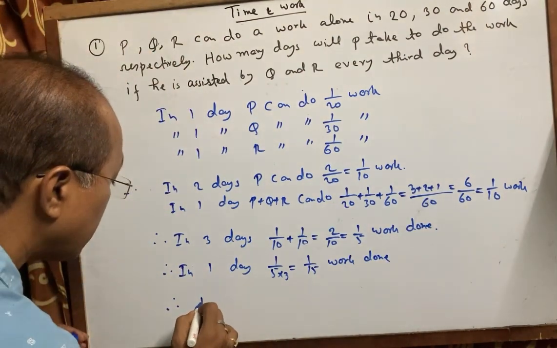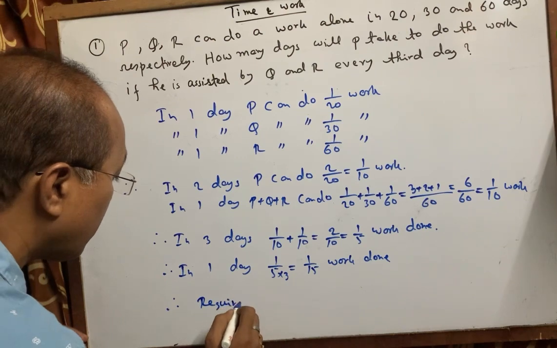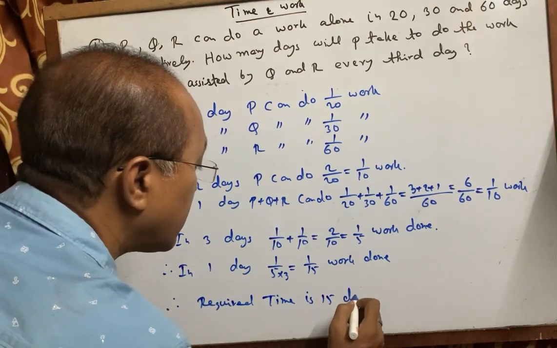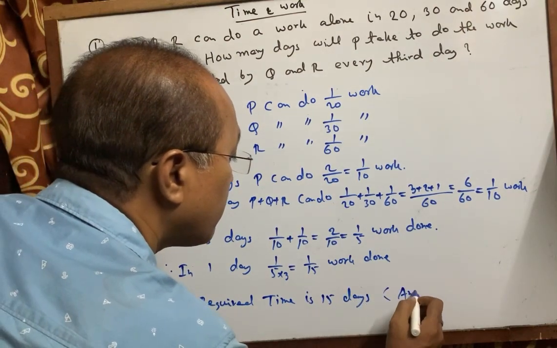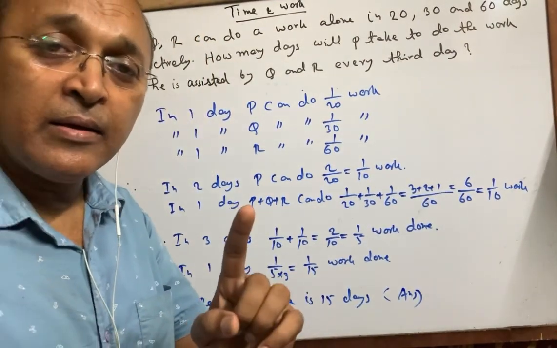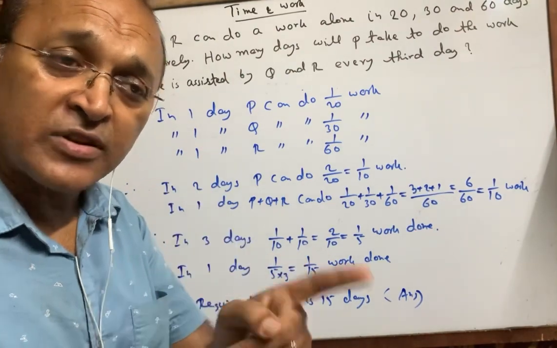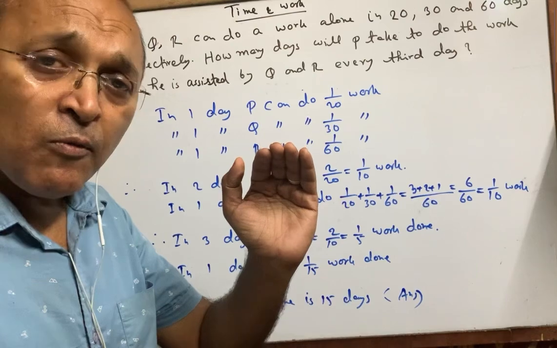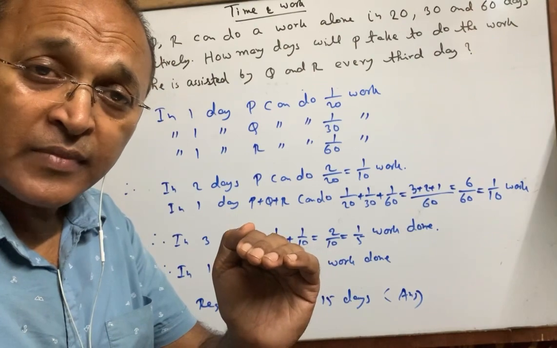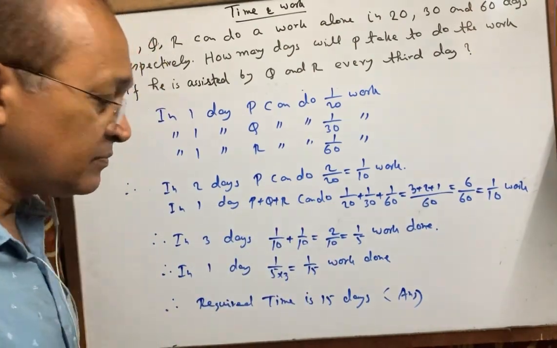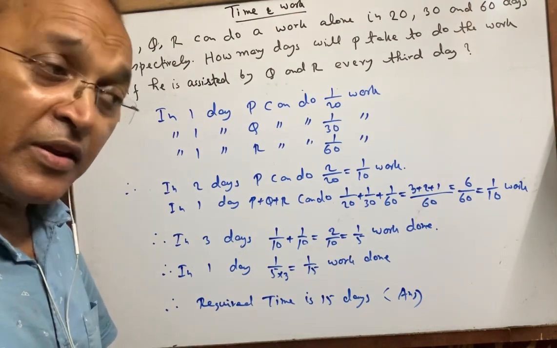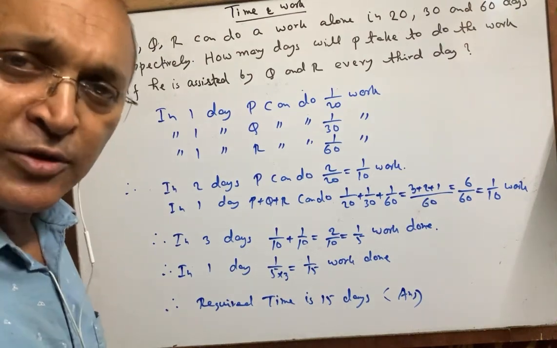Therefore, required time is 15 days. This will be the answer, because the condition given is every third day P, Q, R together will do the work and on the first and second day P alone will do the work. So, we have done it. How much work is done in the first 3 days? In this way. Okay. Please go through the problem and try to understand how it took place. Very interesting problem. I will be back soon.